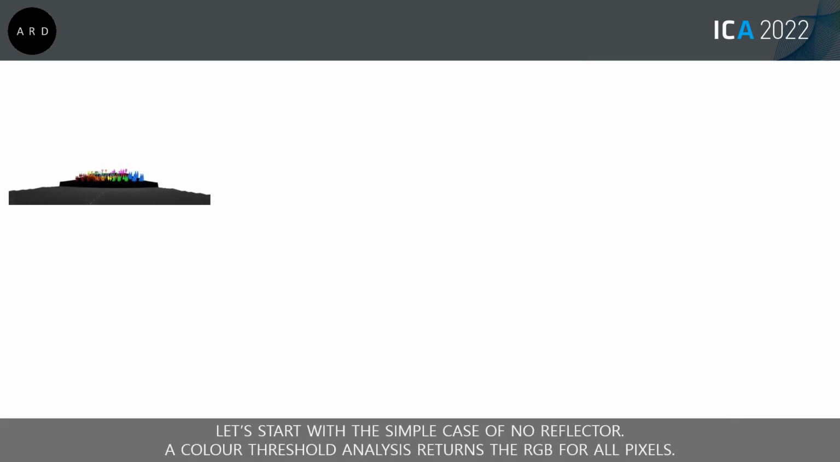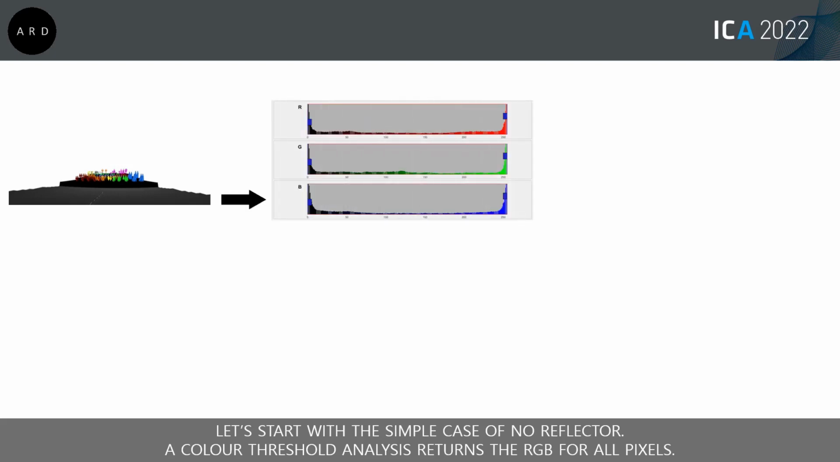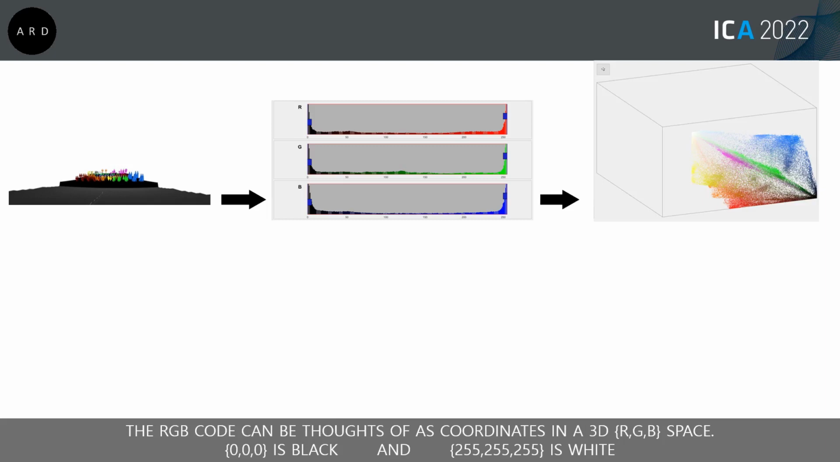Let's start with a simple case of no reflector. A color threshold analysis returned the RGB color codes for all the pixels in the saved photo. This is a well-known technique of splitting the image into its color components. The RGB code can be thought of as a coordinate in a 3D RGB space, 0, 0, 0 being black and the top maximum point 255, 255, 255 being white.